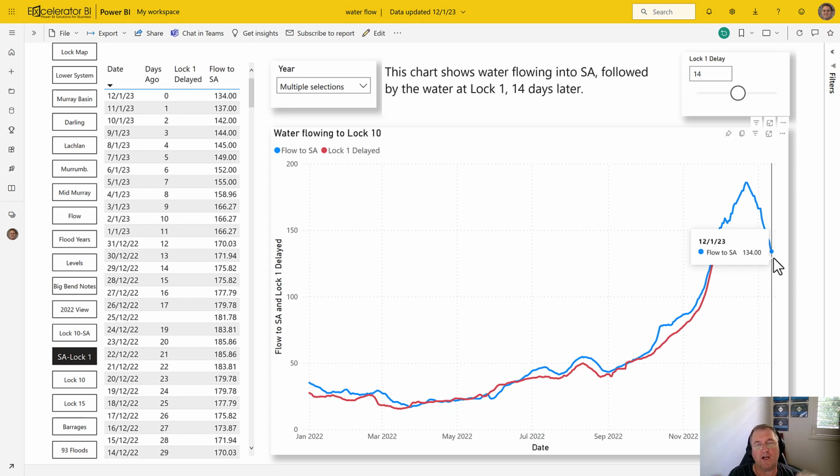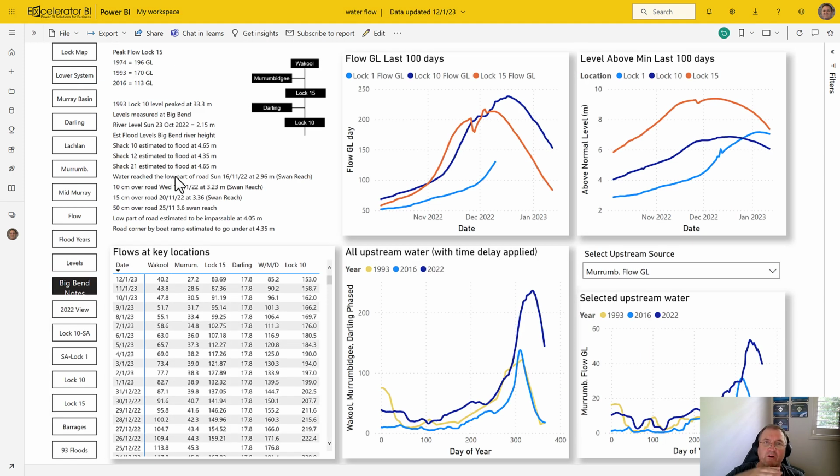But keep in mind what I said before, that I expect there's some water out in the wetlands and backwaters, and as those waters come back in, it may extend the period of time in which the flow waters continue through. I did go back and check my notes at Big Bend. I made some notes as the water levels were going up. I had some scouts on the ground at Big Bend telling me what was going on. On the 16th of November, the water was 10 centimetres over the road. The height of the water was 3.23 at Swan Reach on the 16th of November, and at that point in time it was 10 centimetres over the road to get into Big Bend. And it looks to me from these notes that the road became inaccessible around the 25th of November or thereabouts.